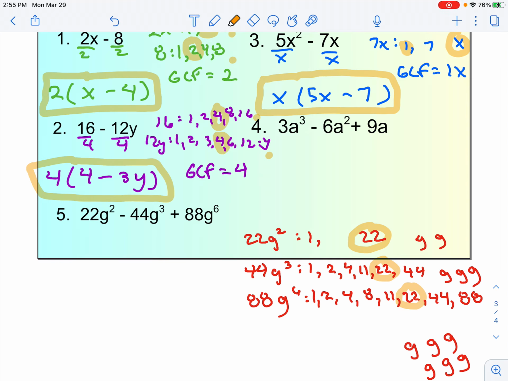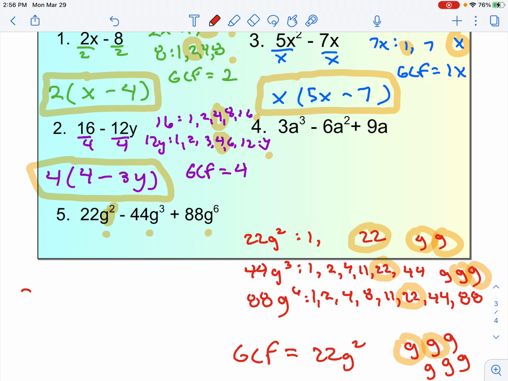Also notice that there are 2 G's common here, so we can only circle up to 2 G's in both of the other ones. So this is where that smallest exponent power comes into play. When you have a common variable, it's the smallest exponent power that is your greatest common factor. For the number part, my greatest common factor was 22 and then g squared.